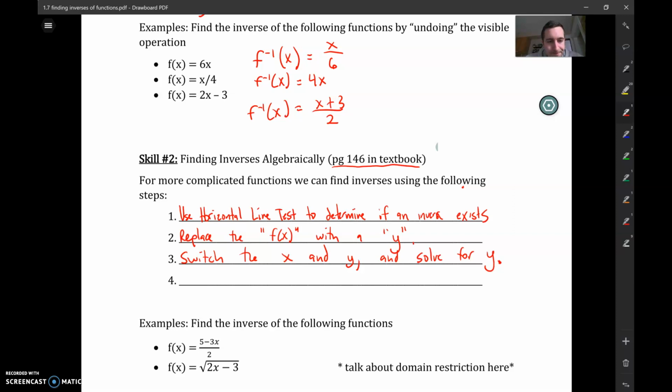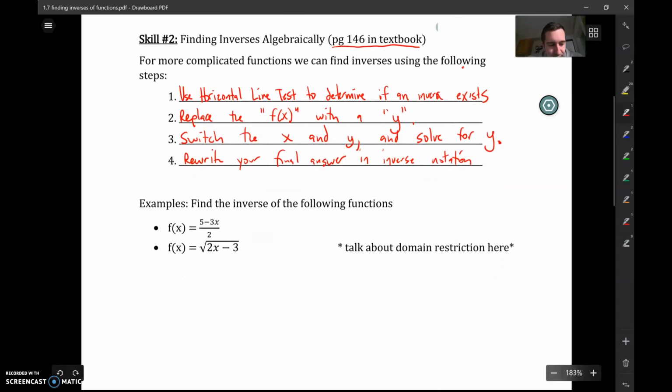And then lastly, you're going to rewrite your final answer in inverse notation. That's not really a step, that's just more the way I want you to write your answer. So let's make sense of all this. Let's do an example.